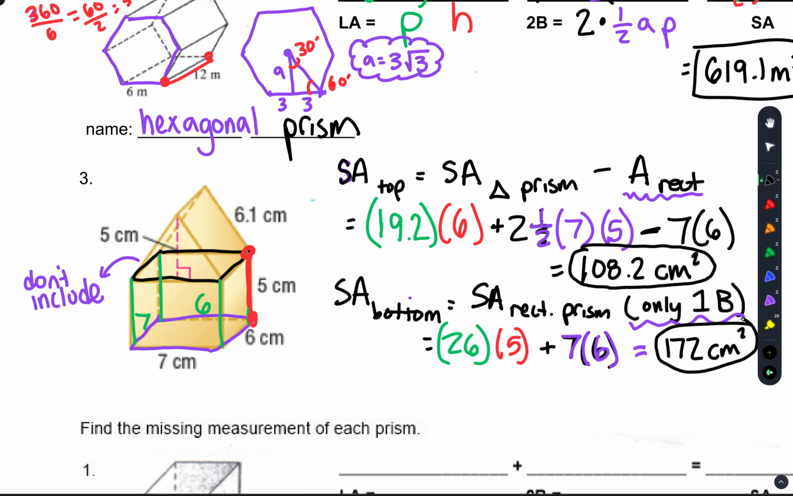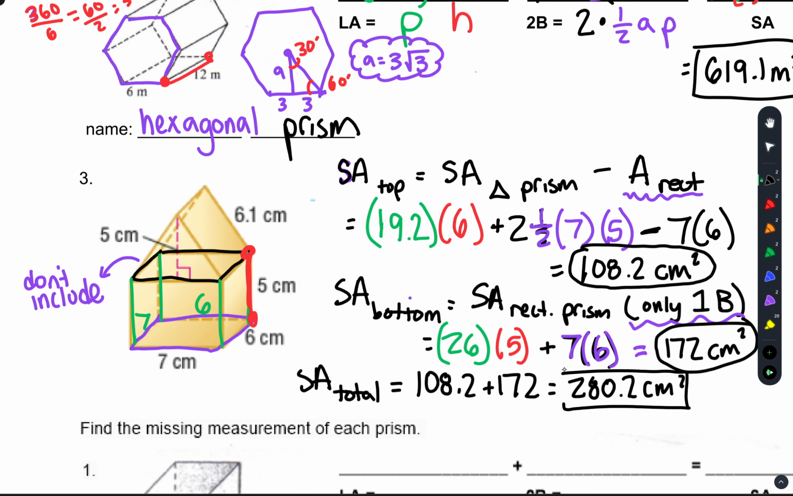And then we got to throw it all together. So the surface area in total is 108.2 plus 172, or 280.2 centimeters squared. I know, that was a lot. Did we follow the subtraction of the pieces that we don't want, or the non-inclusion of the pieces that we don't want? The overlapping? Okay.